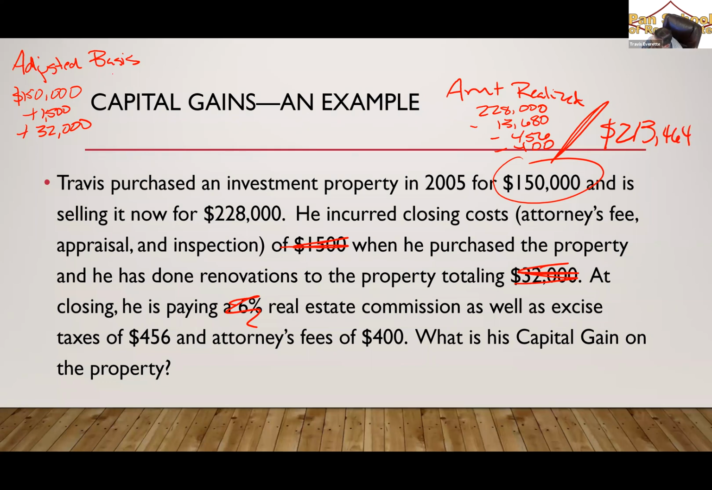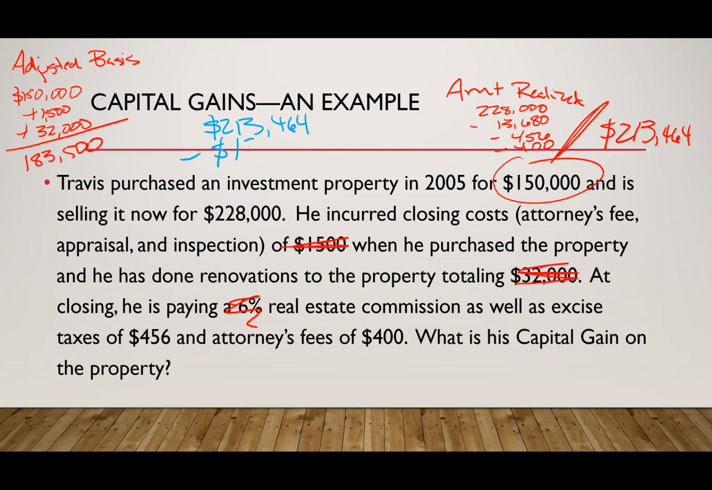And then for his adjusted basis over here, that looks like 183.5. To come up with the capital gain, what you would do is simply look at the difference between those two numbers. So you would say 213,464 minus 183,500. What's his capital gain on the property? 29,964. Yes. So everybody else got that?